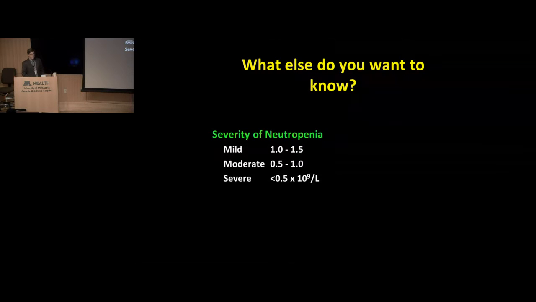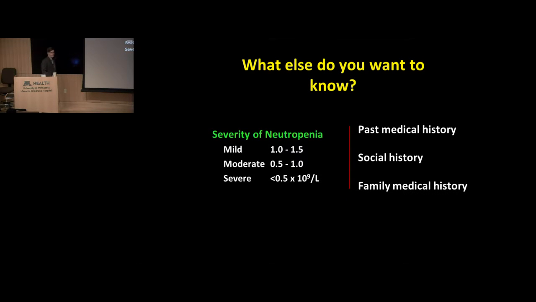So what else do you want to know? Well, the past medical history, the social history, and family medical history. So give me some ideas of what you would want to know. What would you want to know in the past medical history? What kind of things would you be interested in? Someone who has a neutrophil count of 800 and an MCV that's 102.